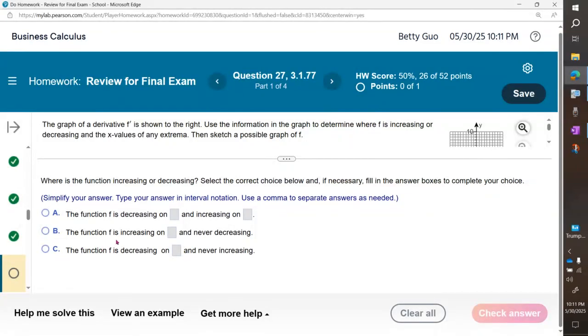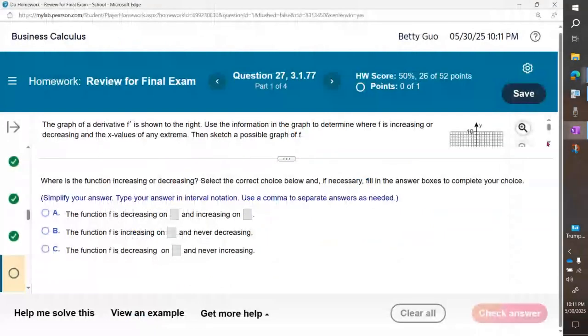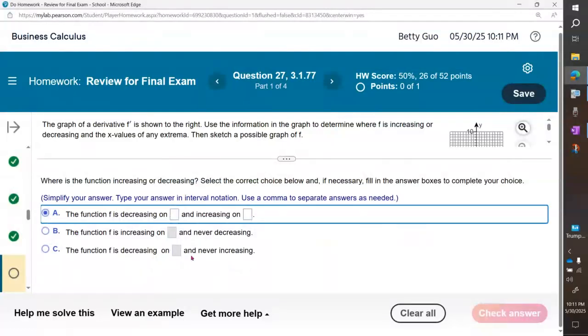B says the function f is increasing and never decreasing. That's not what we had earlier, right? We had increasing and then decreasing and then increasing and then decreasing. So B is out. C, the function f is decreasing on and never increasing. So B and C are not correct. A is correct, but we need to enter the intervals over which the function is decreasing and increasing.